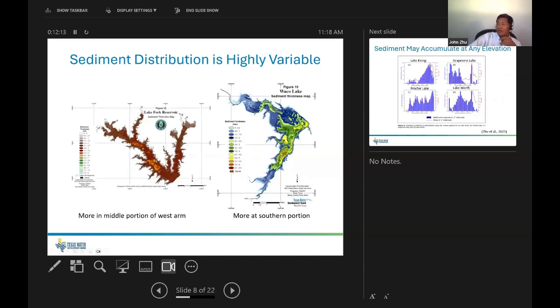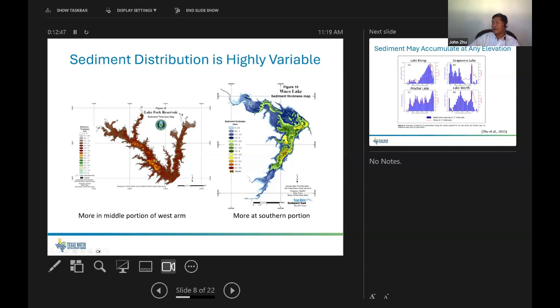And then I give you another example, Lake Fork Reservoir, also in North Texas. There are two arms of the reservoir, and on the western arm you can see more sedimentation in the middle portion, probably caused by a tributary running in. And another one is Lake Waco in central Texas.